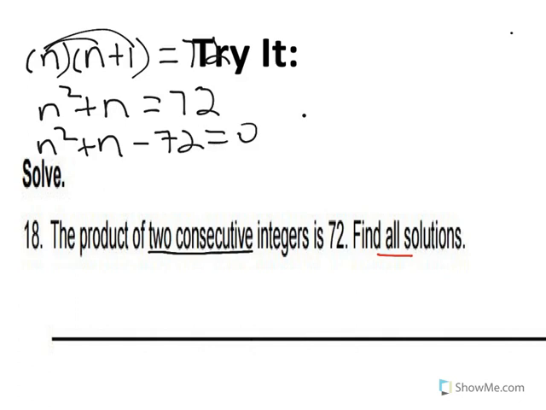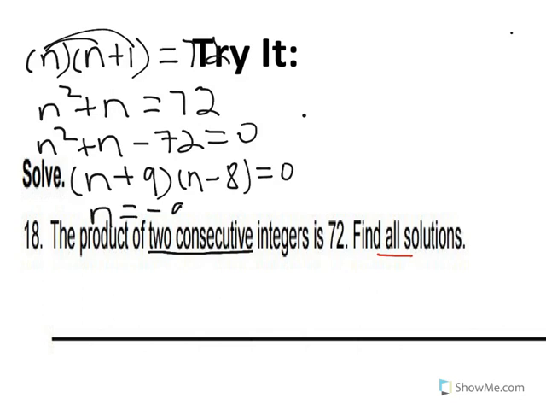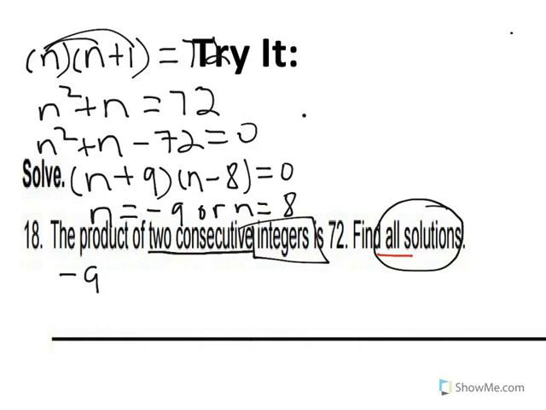equal to 0. And then from here we can factor. Right, so then n plus 9 times n minus 8 equal to 0. Solve for n, so then n equal to negative 9 or n equal to positive 8. Remember that we want to solve for all solutions, and an integer could be positive or negative. So if one answer is negative 9, then the other answer would be negative 8, because negative 9 times negative 8 would give us 72.